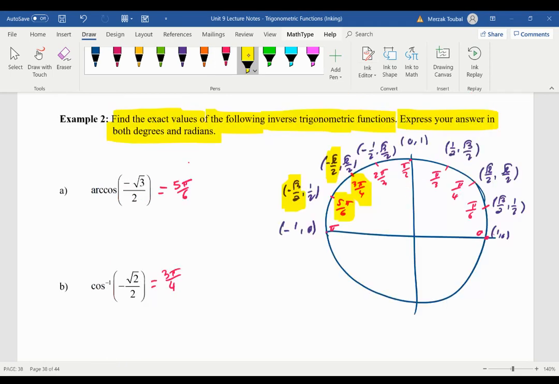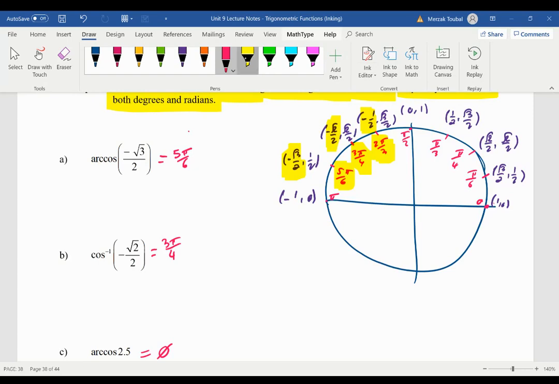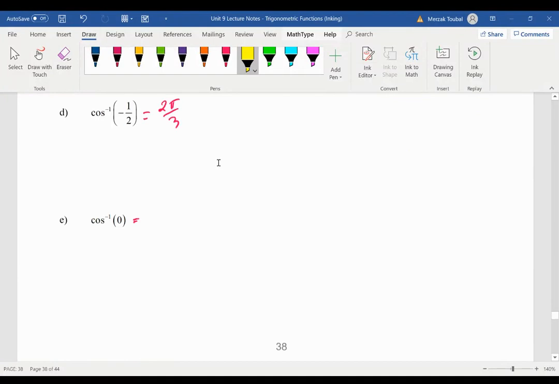Cosine inverse of negative one half. All right, where is negative one half? Here. Cosine inverse of negative one half is 2 pi over 3. So this will be 2 pi over 3. Cosine inverse of 0, well, that should be pi over 2 over here. So cosine inverse of 0 corresponds to pi over 2. So this will be pi over 2. And with this, we conclude the portion on cosine inverse.